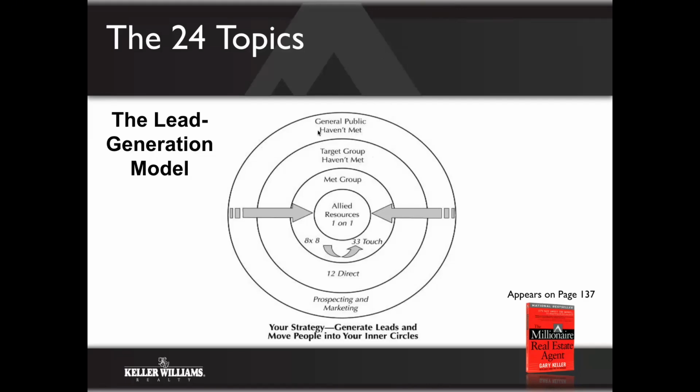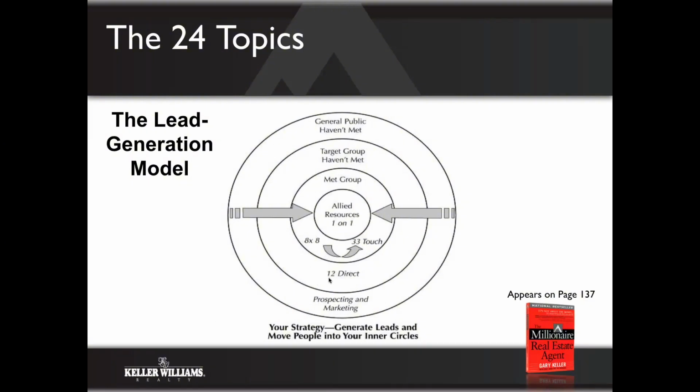So all your activities and all your prospecting are to bring people closer to you who you have not met, the haven't met group, right? And once they meet you, they become a met group, right? Target group, haven't met, and then eventually they become a met group. So if you know someone who became a lead or has contacted you, who is interested to buy something, but you have not met them, how do you then communicate with them systematically?